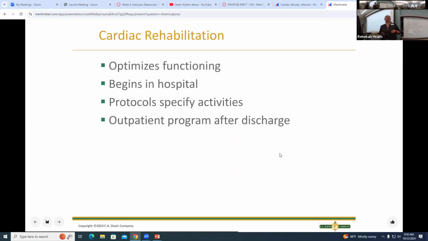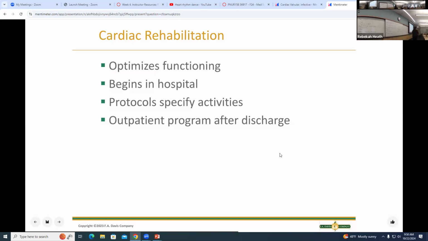Cardiac rehab. So after somebody's had a heart attack or an MI, we want to get them back to full functioning. So usually in the hospital, it starts with education, right? What kind of things do we educate our patients about with heart health? Yeah, their diet. What kind of things do we want them to eat? Exercise, lifestyle changes, medication. We want to start all of this in the hospital.